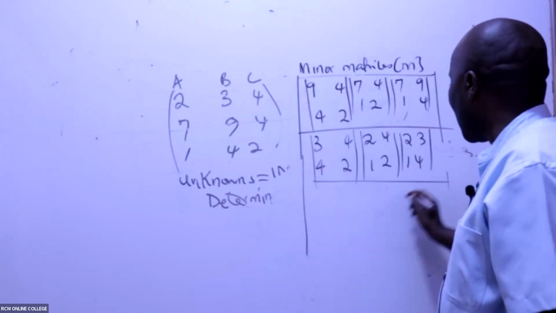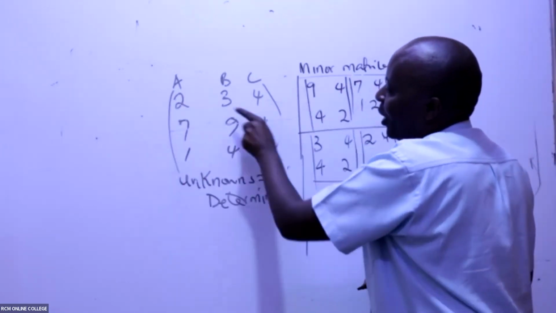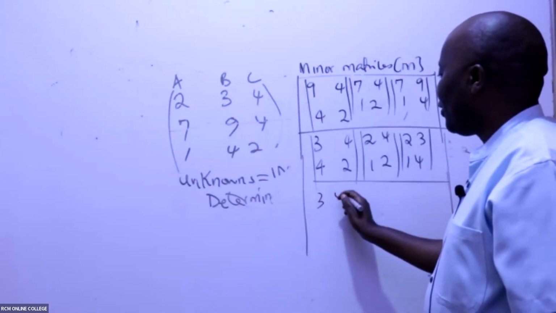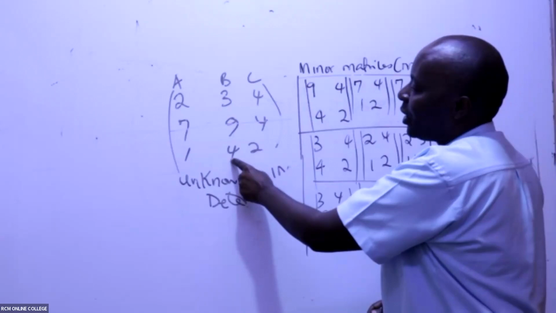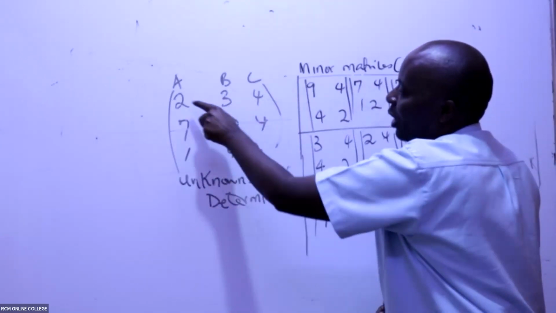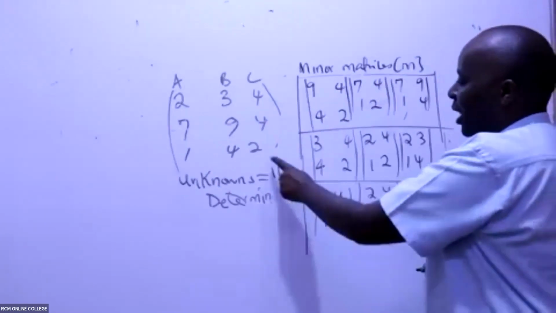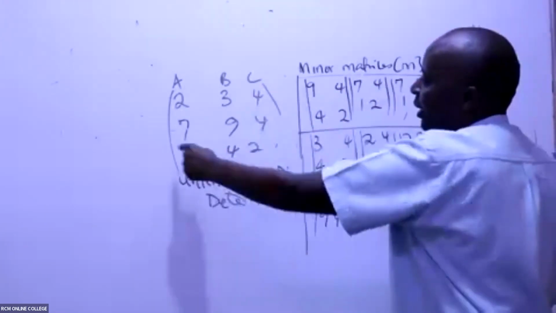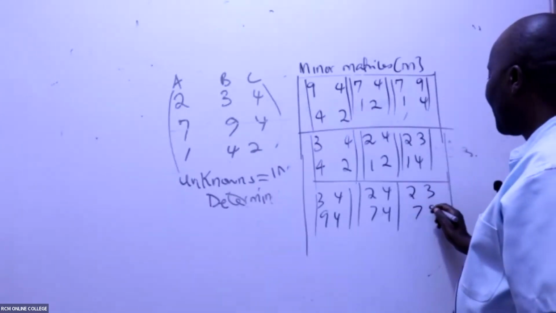We are through with that. We go to the very last one, the minor for this. So you're left with 34, 94, like that. And then we have the minor for this. So if you hide this and that, we are left with 24, 74, like that. And then now we come to the very last one here. So if you hide this and that, we're left with 23, 79, like that.